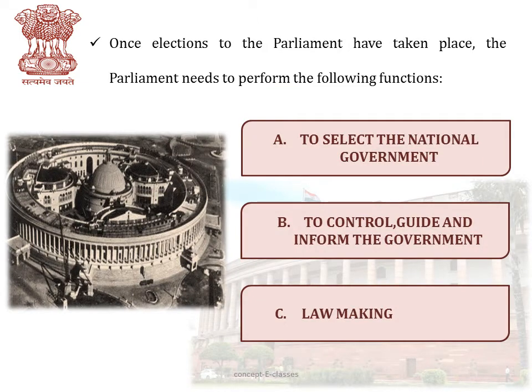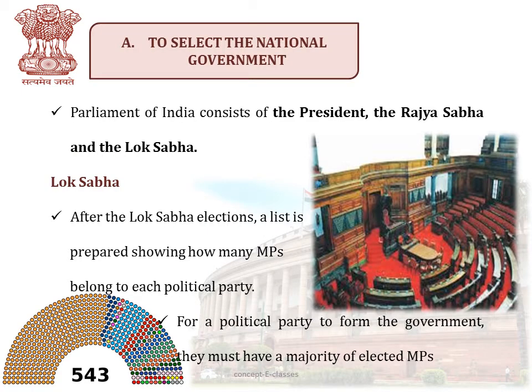So once the elections to the parliament have taken place, the parliament needs to perform the following functions. First, the parliament should select the national government, second, control, guide and inform the government, and finally, the process of law making. Now let's discuss each of these points briefly. So the first function of a parliament is to select the national government. Let's see how. The Parliament of India consists of the President, the Rajya Sabha and the Lok Sabha.